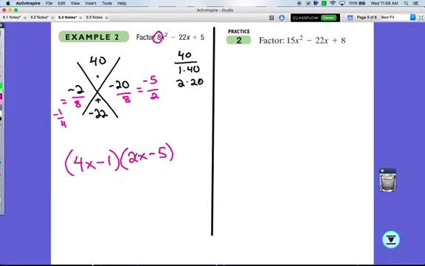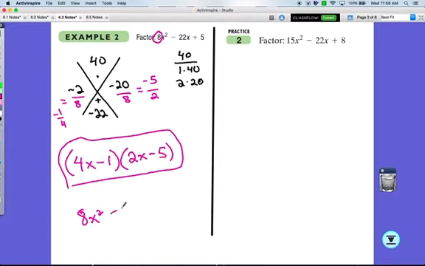If you multiply it back through to check yourself, 4x times the 2x gives me the 8x squared. 4x times the negative 5 gives me minus 20x. Negative 1 times 2 gives me negative 2x. And negative 1 times negative 5 gives me plus 5. And that is the big X method. Go and try practice 2.